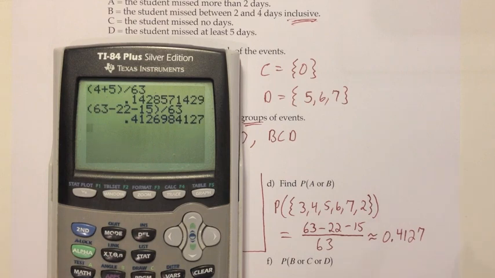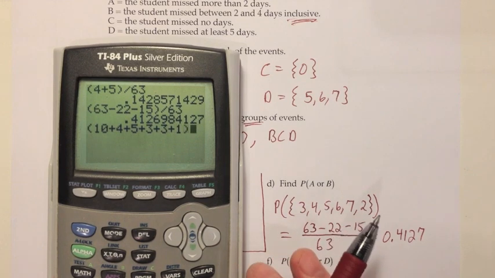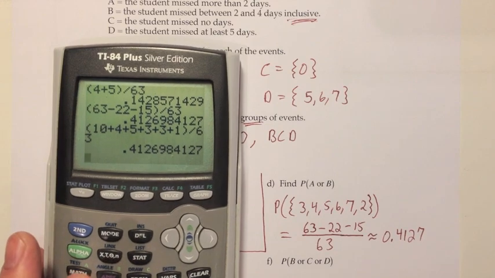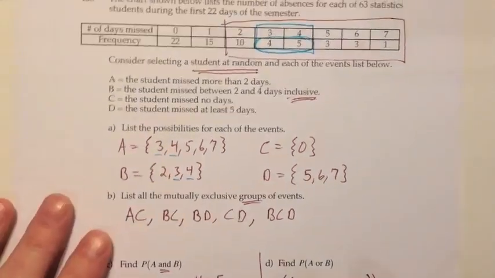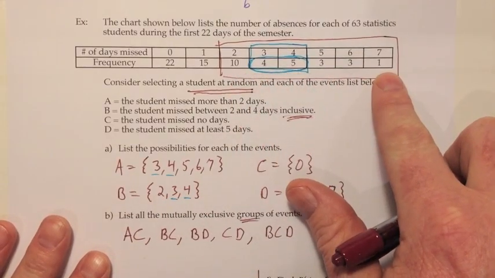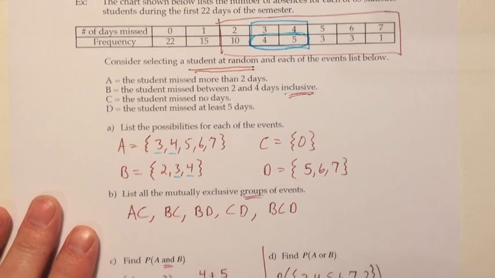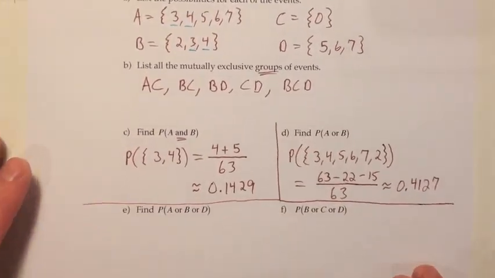Both ways work fine. In fact, just show you that real quick. 10 plus 4 plus 5 plus 3 plus 3 plus 1 over 63, same exact answer. So it doesn't even really take that much longer, but I think it's a good habit to get in, that if you were going to count more than half of your boxes, that you subtract the ones you don't want instead. You'll find that in the long run that saves you time.